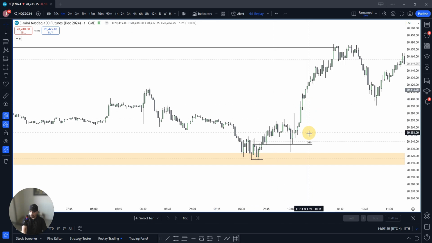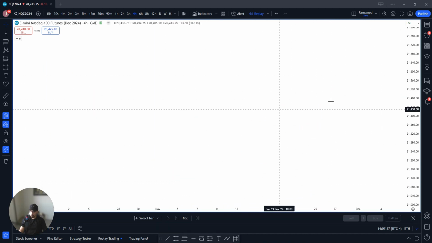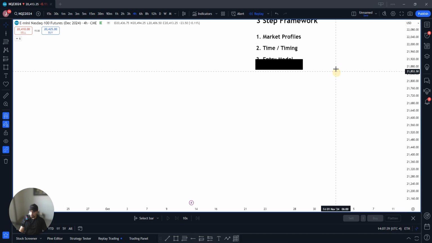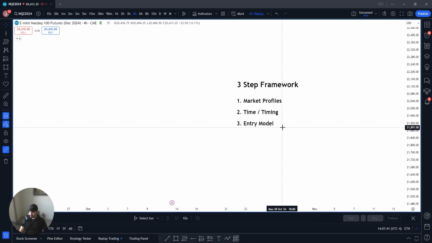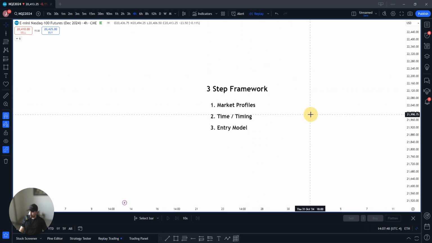So let's go into the last step for this 3-step framework right here. The last step for this 3-step framework, let me find my little drawing right here, is going to be, you guessed it, the entry model, okay? So the 3-step framework, very, very simple. Identify your market profiles. Identify how you want to trade. Do you want to do the weekly profile approach or do you want to do the daily profile approach? After you've identified that, wait for New York session to start. Do not trade the Asia session. Do not trade the London session.